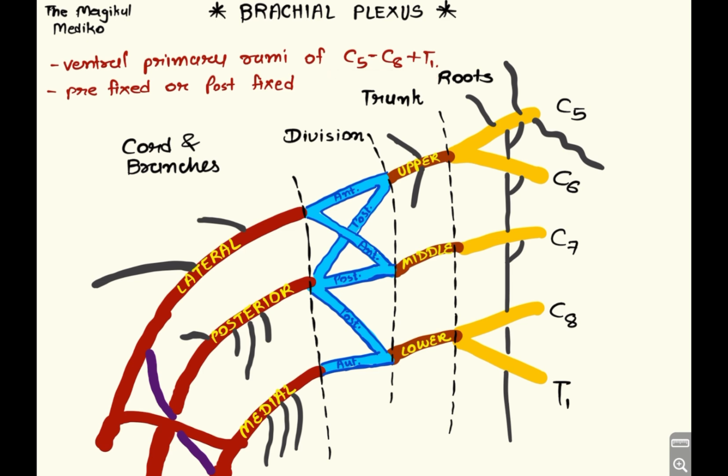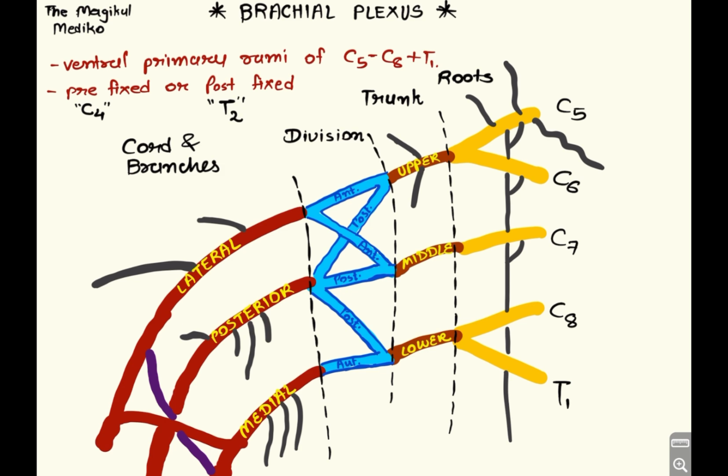Brachial plexus can be prefixed or postfixed. In prefixed brachial plexus there is contribution from the C4 root also, but there is no contribution from T2 and very less contribution from the T1 root. In postfixed brachial plexus there is always a contribution from T2 also, but there is no contribution from T4 and contribution from T5 is less, right? So it can be shifted one segment up or one segment down. That is prefixed or postfixed brachial plexus.